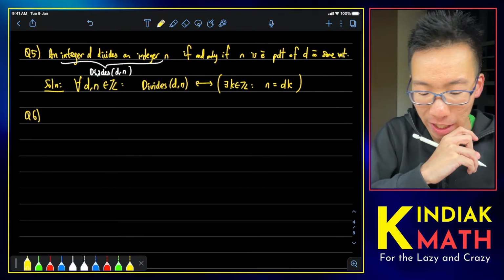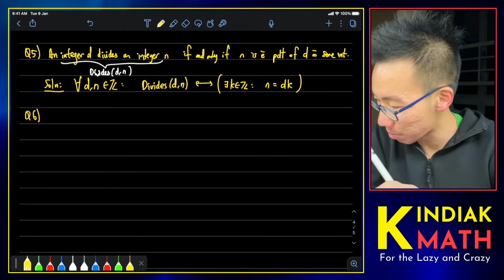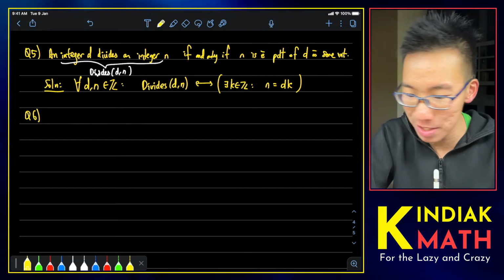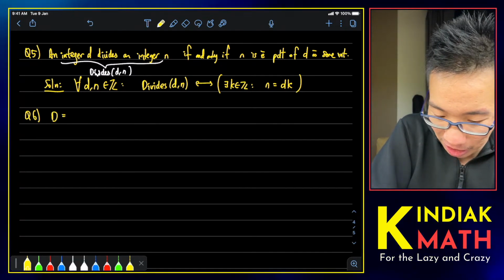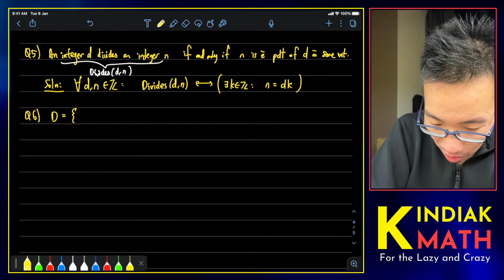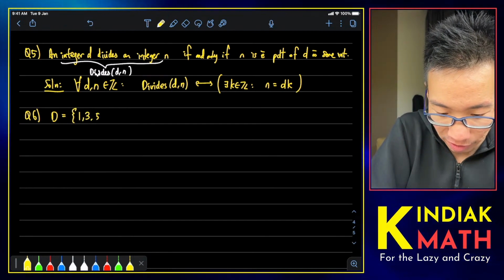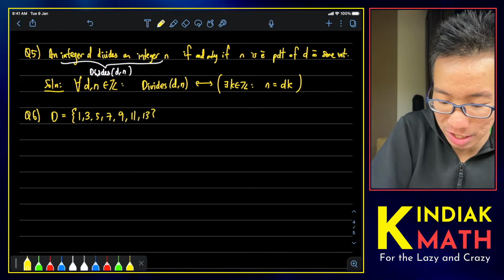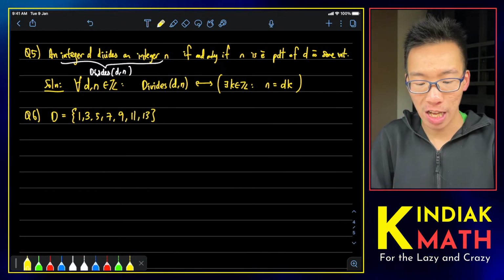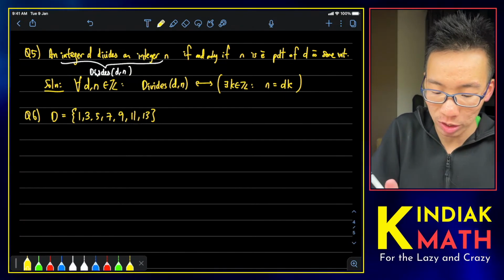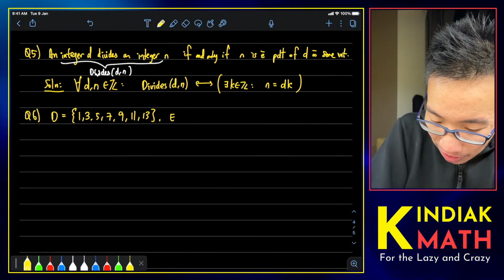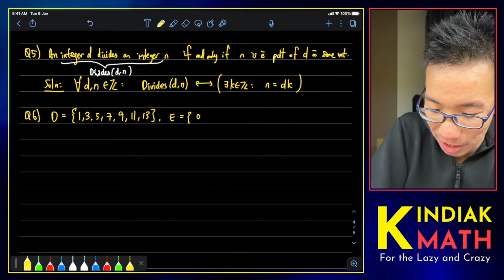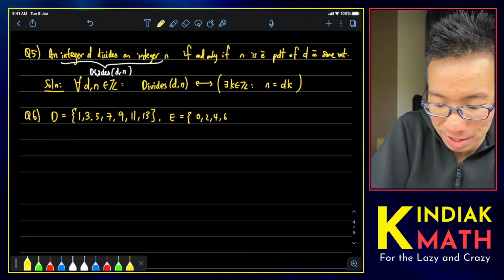Let's look at another question pertaining to negations and proofs and all that good stuff. We'll let D equal the set {1, 3, 5, 7, 9, 11, 13}. This is actually the odd numbers that are less than 14, I guess. And E is going to be the set containing 0, 2, 4, and 6.